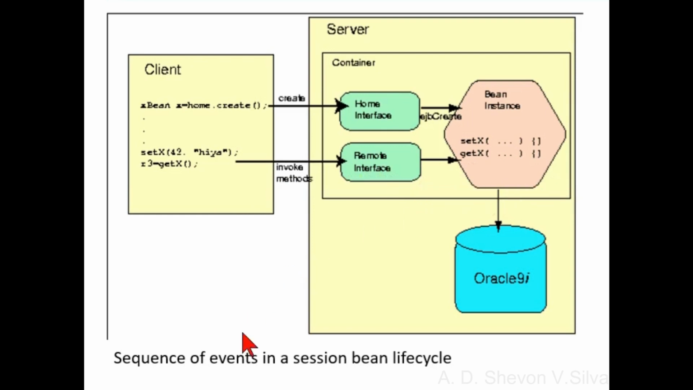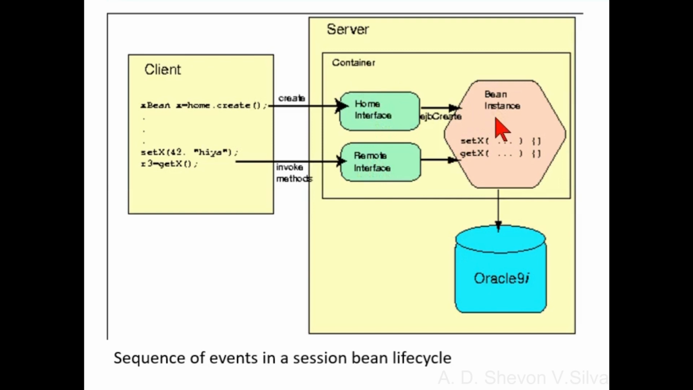Here you can see a client is connected to the remote home interface and remote interface. Create is passed from the client to the remote home interface, and invoke methods are passed from the client to the remote interface. The Oracle 9 database and container are inside the server. The container consists of the home interface and remote interface, and the bean instance is inside the container.